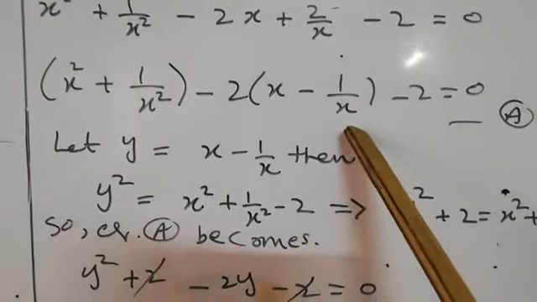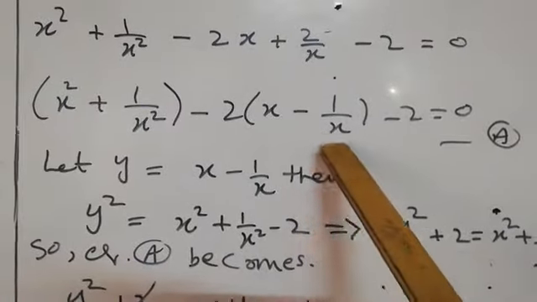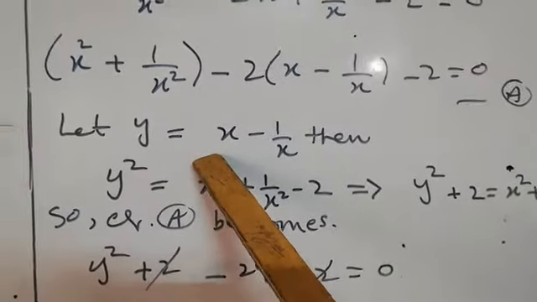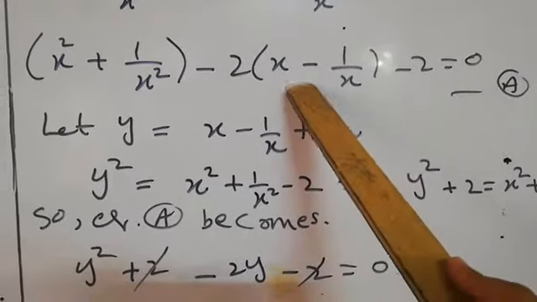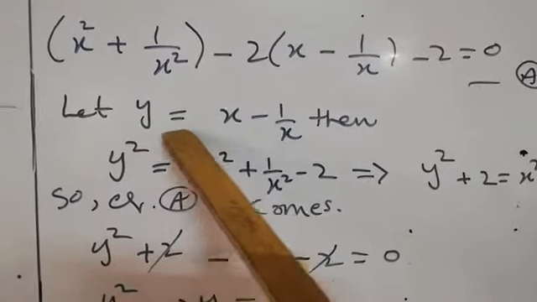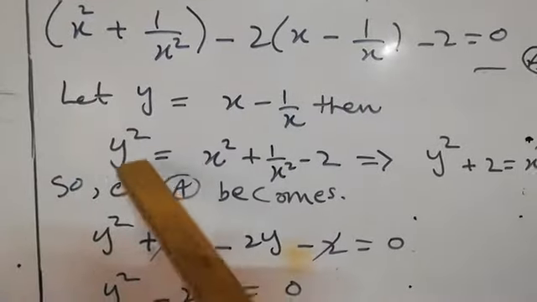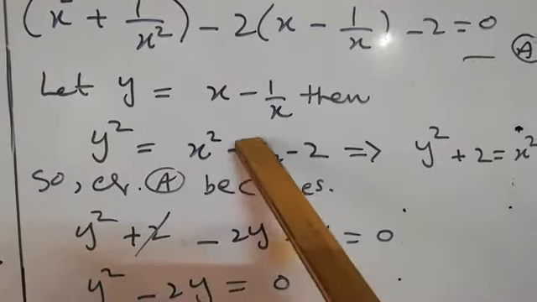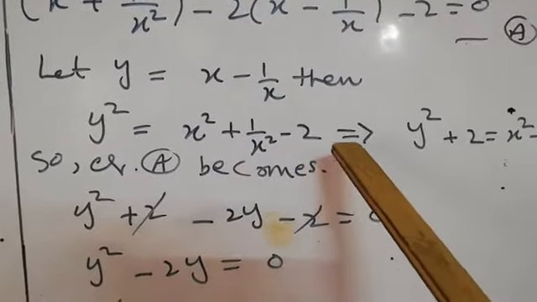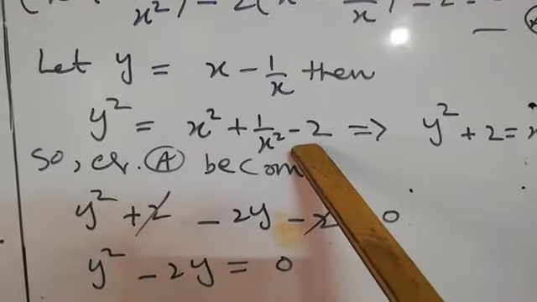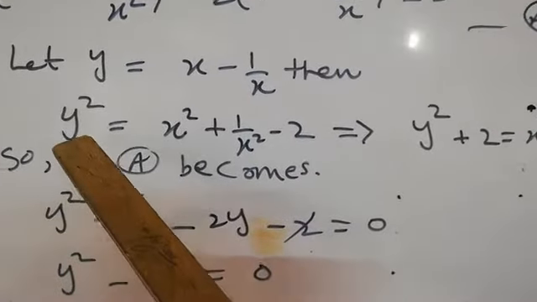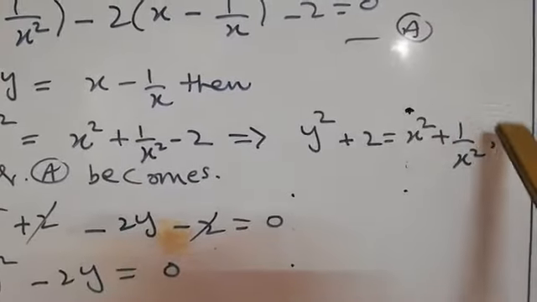Dear student, now we will put this x minus 1 over x as a new variable. In this question, I have put x minus 1 over x is equal to y. So when we take the square on both sides, it becomes y square is equal to x square plus 1 over x square minus 2, by using the formula a minus b whole square is a square minus 2ab plus b square. So if we move the minus 2 from the right hand side to the left hand side, then it becomes y square plus 2 is equal to x square plus 1 over x square.